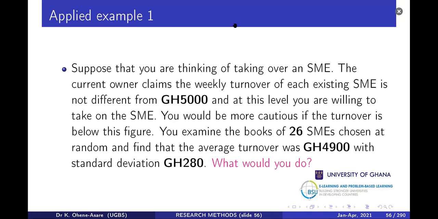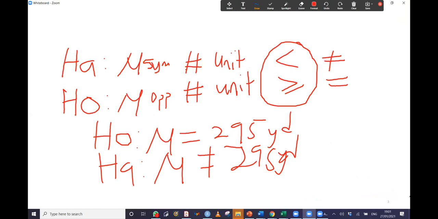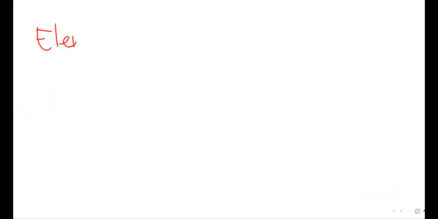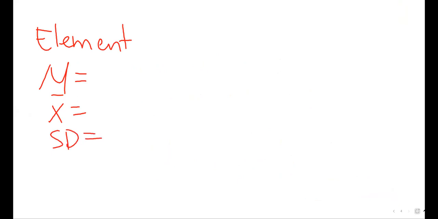So the first thing you are going to do in this context is to identify the elements in the story. The elements in this story are always five. The first one is known as the population mean. You have to find that out. The sample mean, you have to find that. The sample standard deviation, you have to find that. Then the sample size, which is N. Let me just write it very well so that you're not confused. The sample size, which is N, and then finally alpha, which is the level of significance.